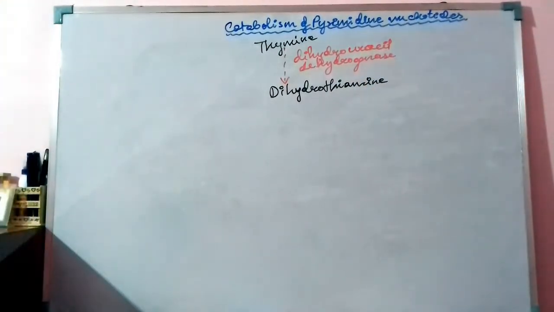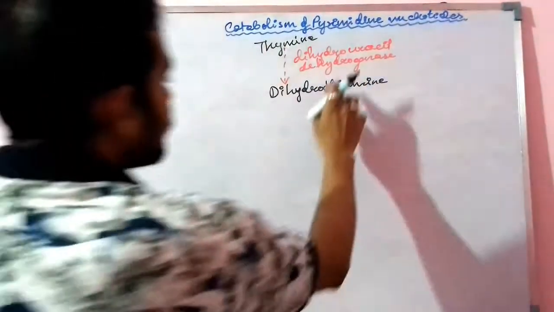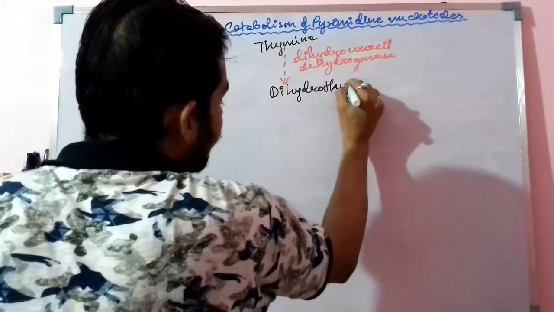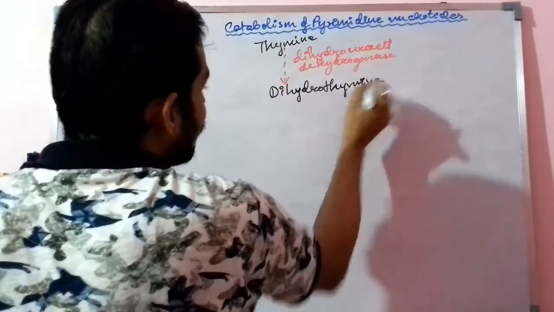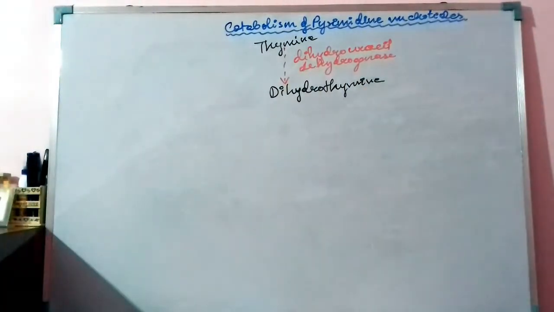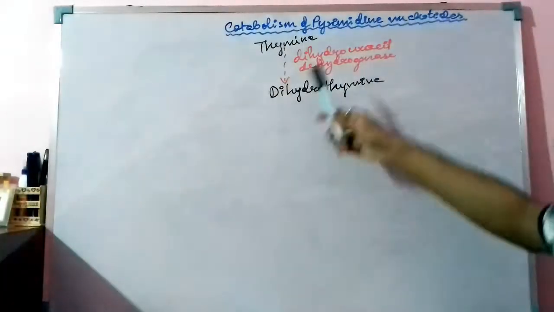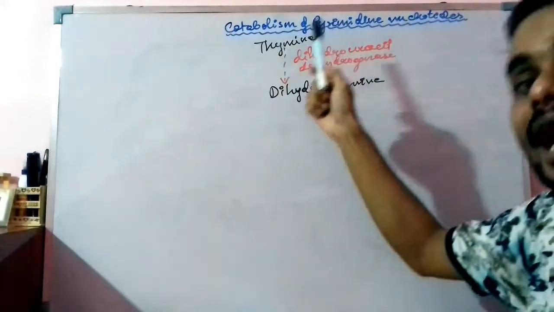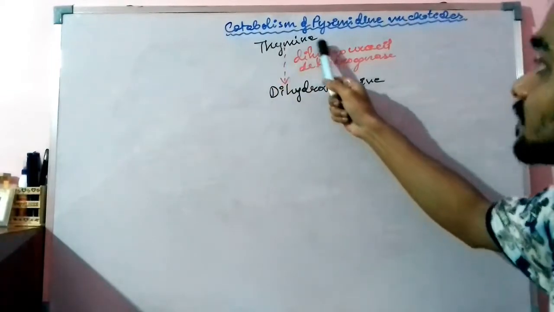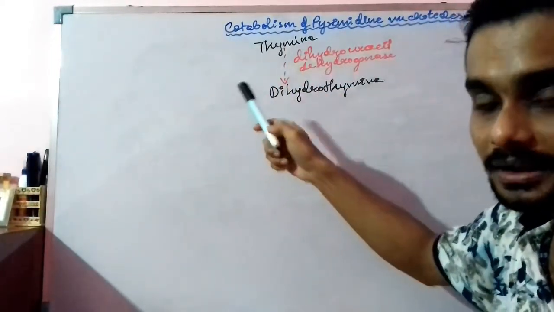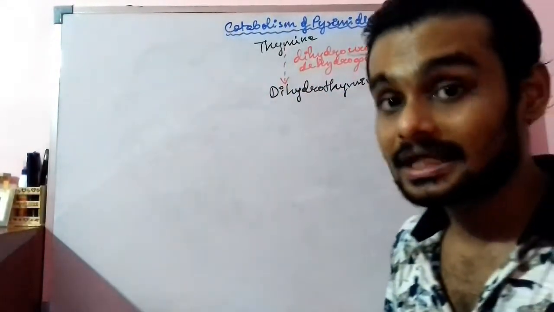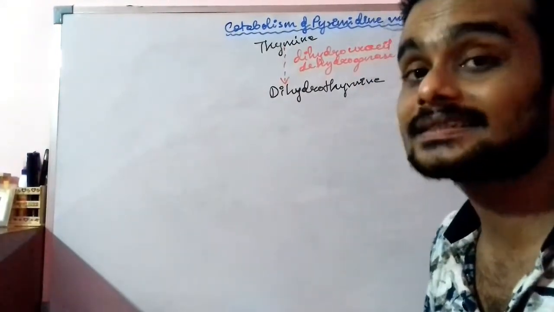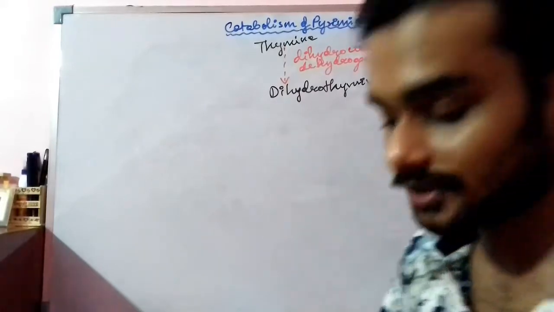Dihydrothymine, sorry, it would be thymine. Now what is happening in this case is that dihydrouracil dehydrogenase is removing the hydrogen from the thymine, but it is also incorporating the dihydro group, that is, a double hydrogen group. So it is forming dihydrothymine.